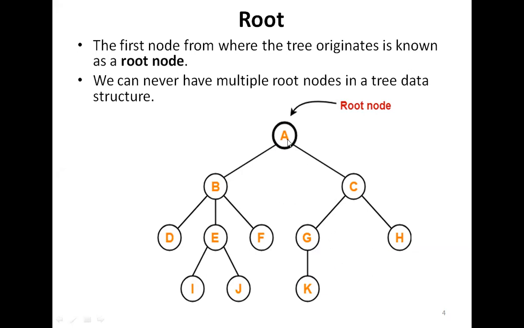So this is the starting point, and this is known as the root node. And in a tree, there will be only one root node. A tree can have only one root node. It cannot have multiple root nodes. Is that clear? Or any question? Any question? No, sir. This is the root node.